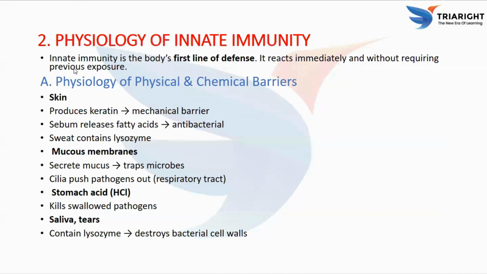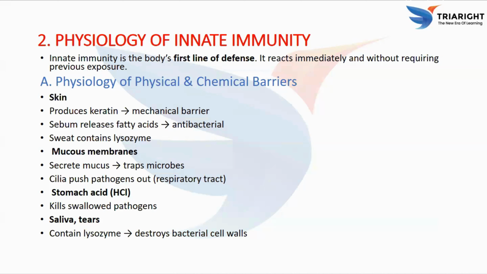Physiology of innate immunity. Innate immunity is the body's first, immediate and non-specific defense system. It protects you from infections even if your body has never seen that microbe before. It mainly works through physical barriers and chemical barriers, as we have discussed earlier. Again, we'll discuss these physical and chemical barriers.